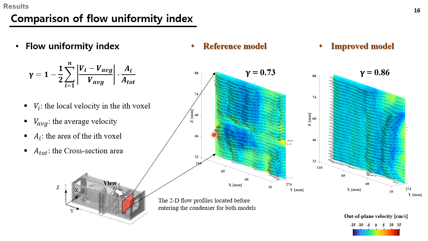And here is the result of 2D flow profiles located before entering the condenser for both models. The flow uniformity index, a dimensionless parameter used to quantify the uniformity of flow distribution, is defined as follows. A flow uniformity index closer to 1 indicates a highly uniform flow distribution. The result indicates that the proposed structural modification enhanced the flow uniformity.